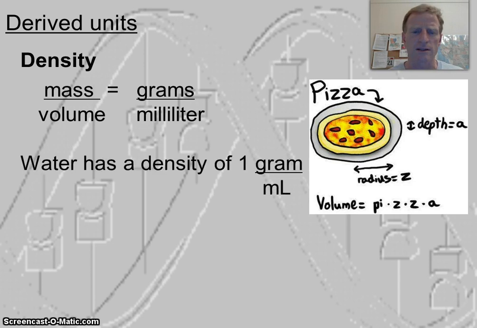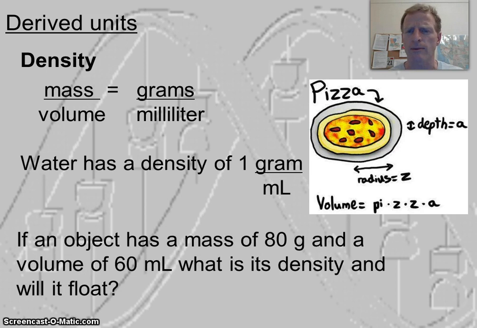So let's look at an example. Water has a density of 1 gram per milliliter. That's a good kind of benchmark there. Anything that's greater than 1 gram per milliliter will sink in water. Anything that is less than 1 gram per milliliter will float in water.